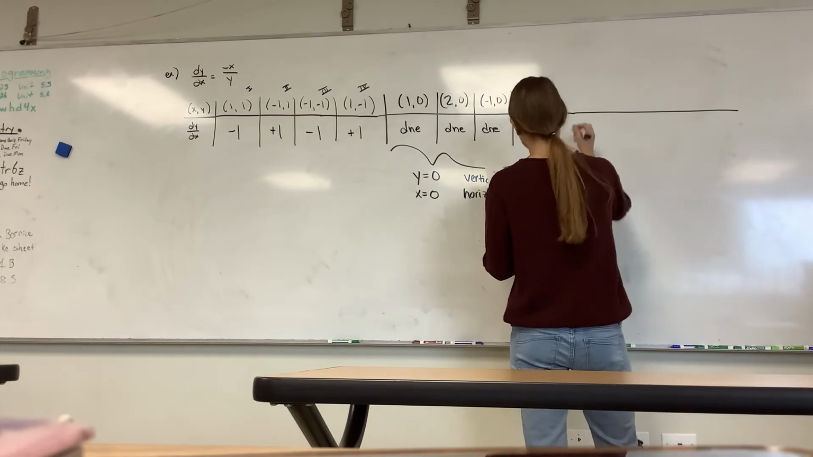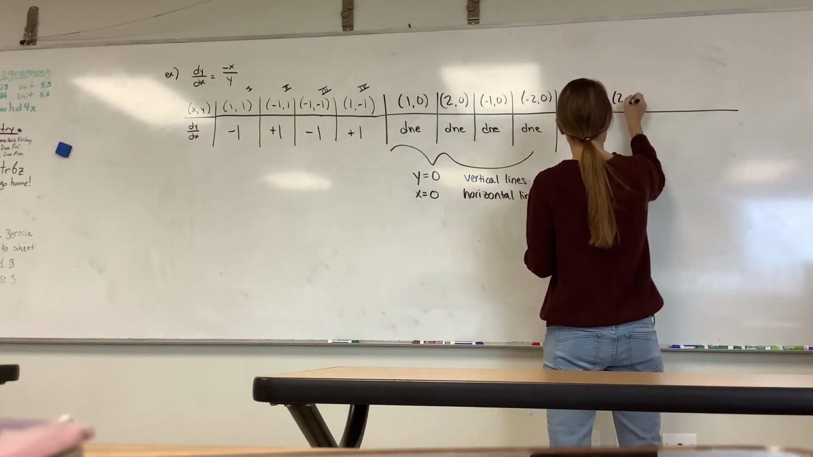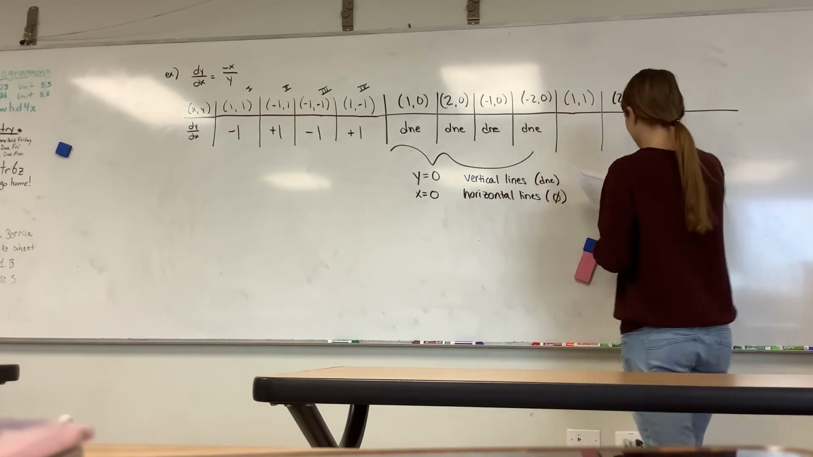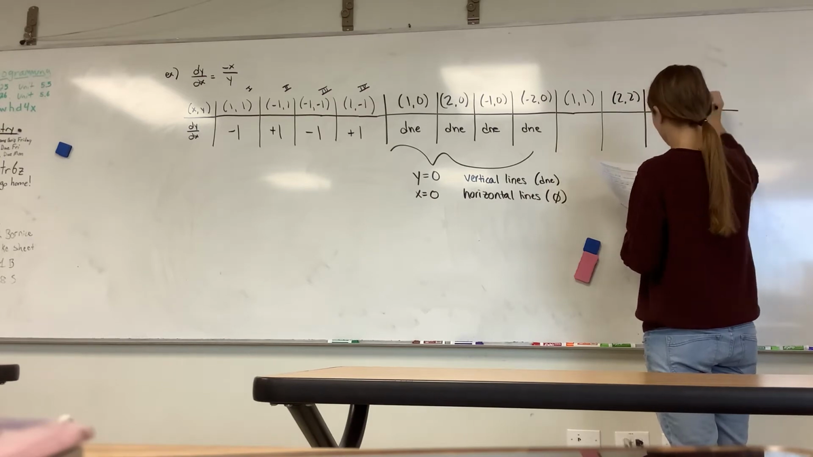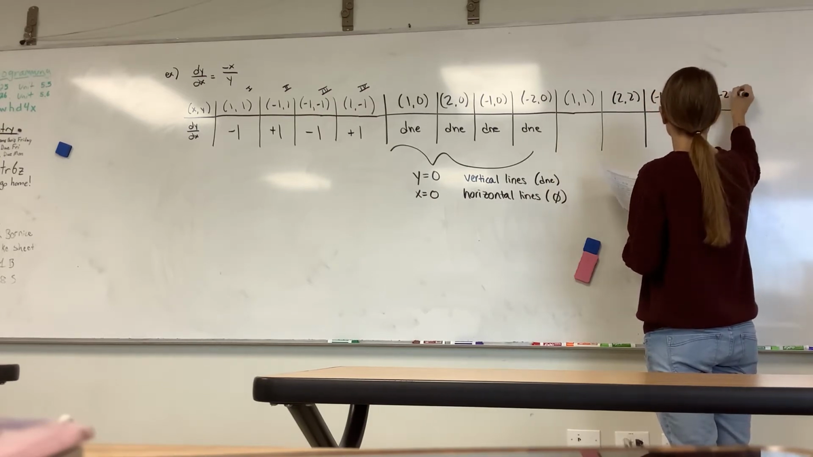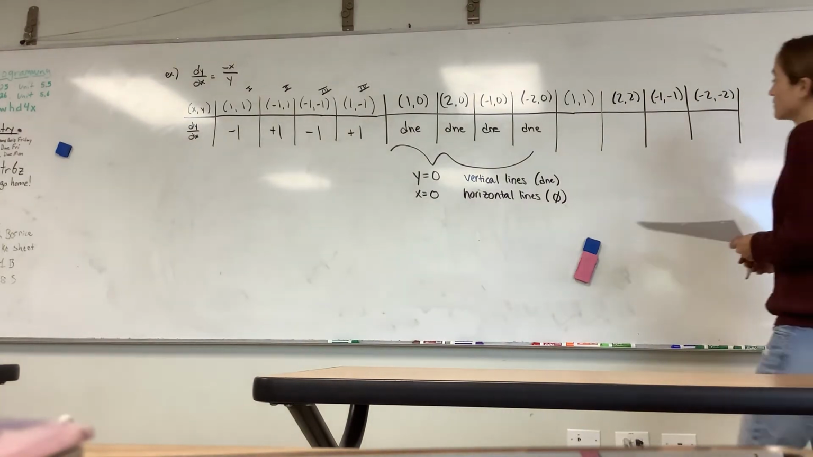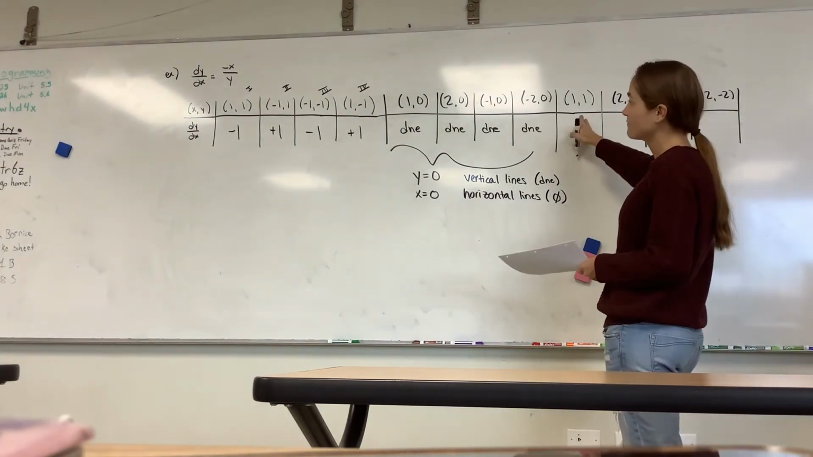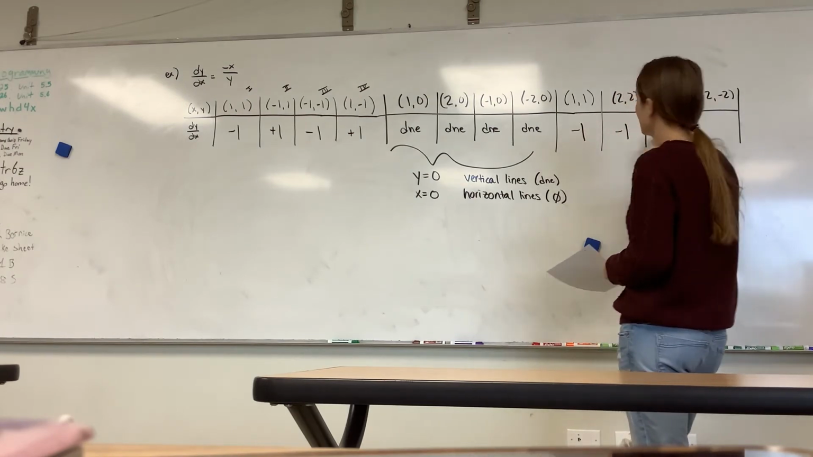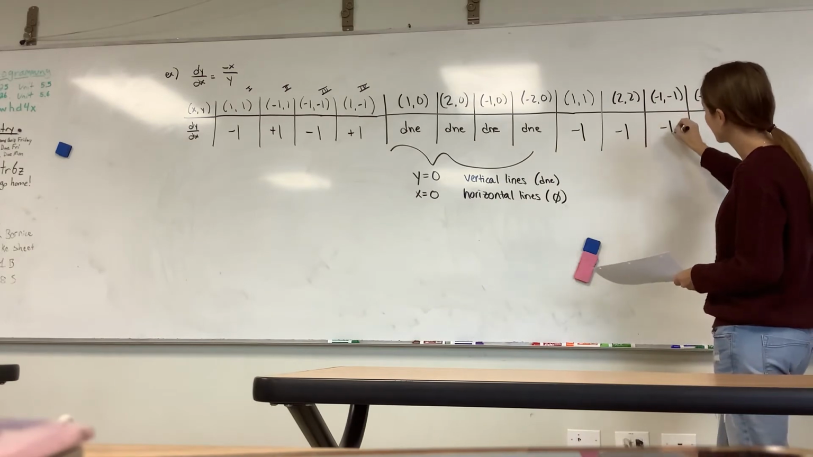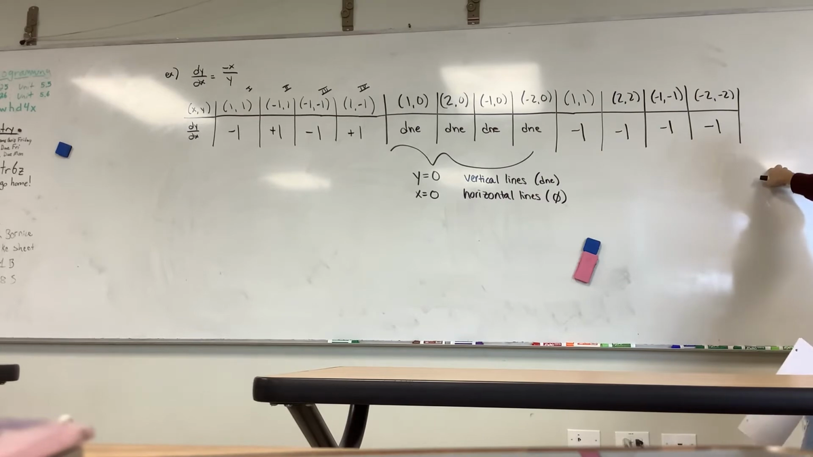Okay, for the next ones, I ask you to do (1, 1), (2, 2), (-1, -1), and lastly (-2, -2). So this is when x and y are the same, right? If I plug in x and y both as 1, I get -1. Both as 2, I get -1. Both as -1, I get -1. And both as -2, I get -1.